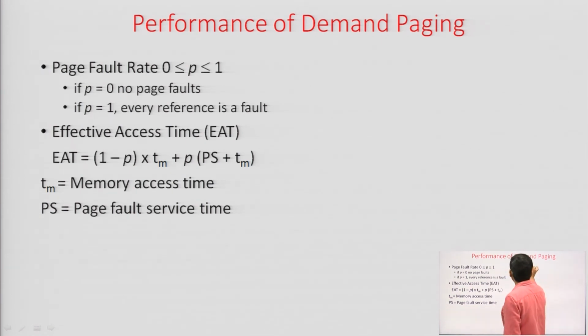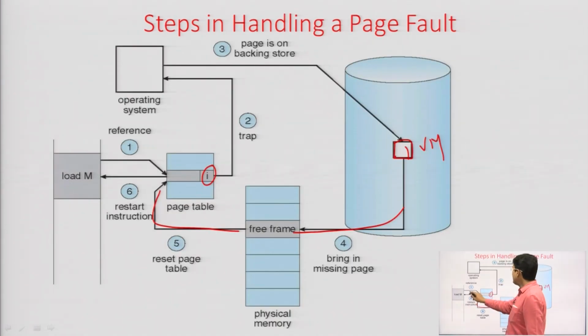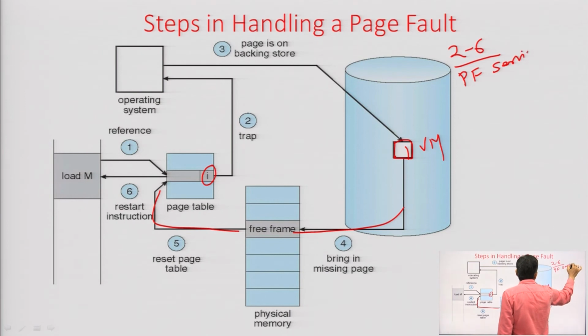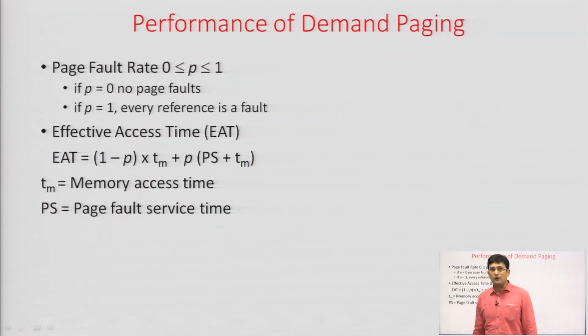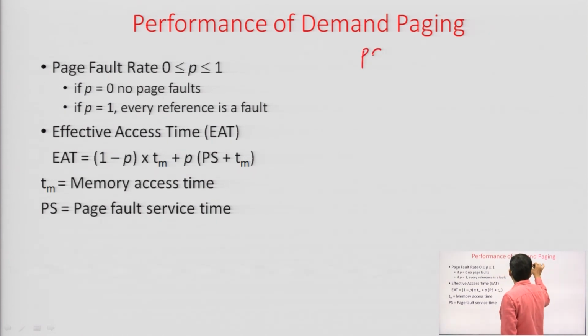Let us say all these activities, referenced as 2 to 6, are the page fault service. A lot of time is required for servicing a page fault. So let us say Ps represents the page fault service time. If our page is present in the main memory, we reference the page from the main memory itself. So let us say Tm is the time for accessing the page from the main memory.